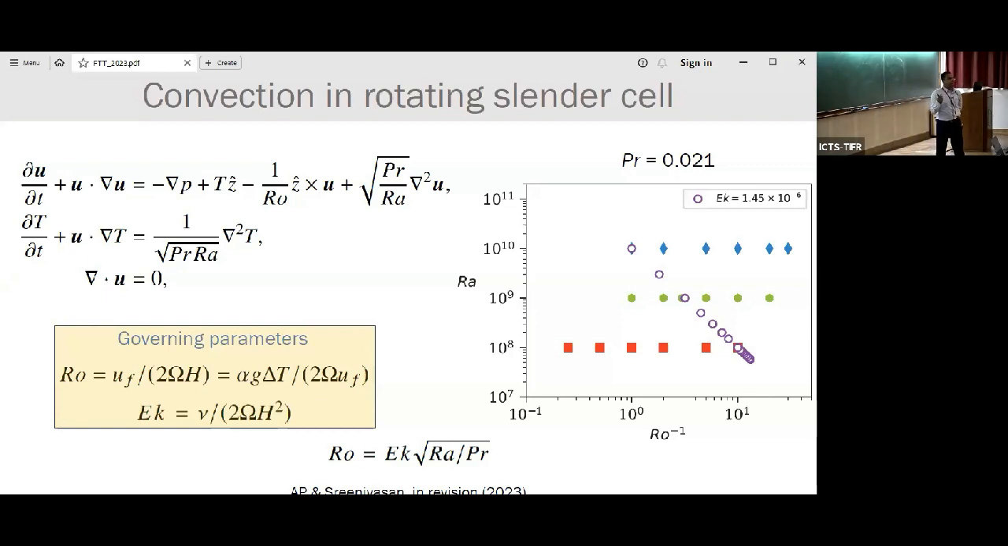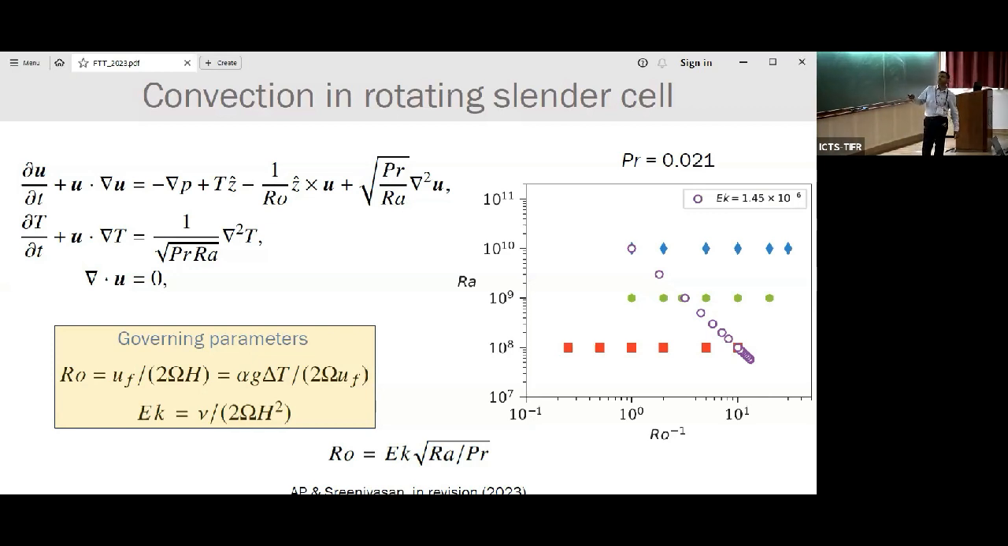Okay, so now what happens when we introduce rotation in the system in the slender cell? So we solve these equations by introducing rotation, and now additional parameters like the Rossby number and Ekman number come into the picture. Rossby number is the ratio of the buoyancy force to the rotation, the effect of rotation basically, and Ekman number is basically the ratio of the rotation time scale and viscous time scale. So this is the parameter space we explored.